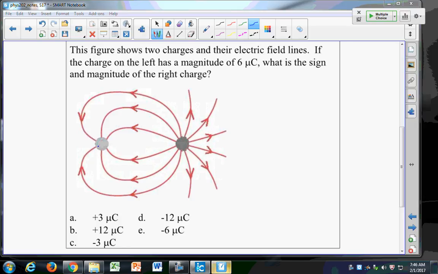If this one is -6, it doesn't tell you that it's negative, but I know it's negative because the field lines are coming in. Then this must be +12. And I know that just from looking at the field lines and counting the field lines and looking at the direction of the field lines.